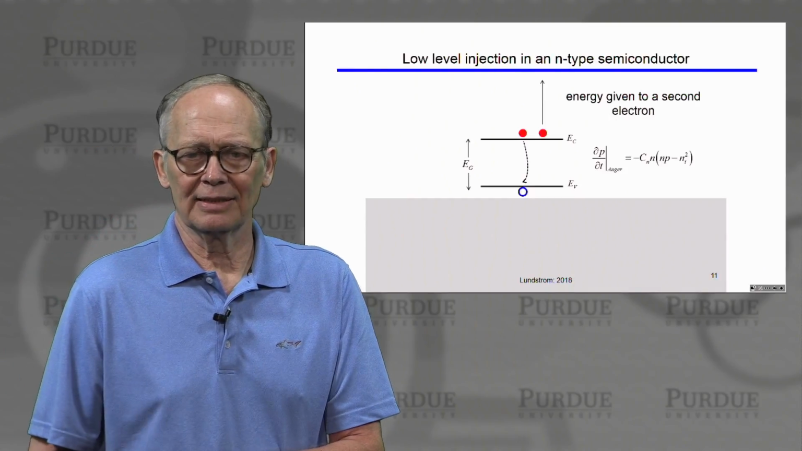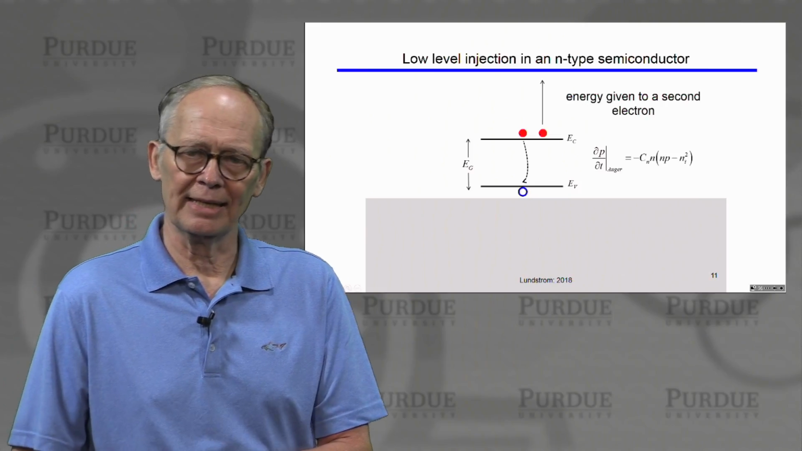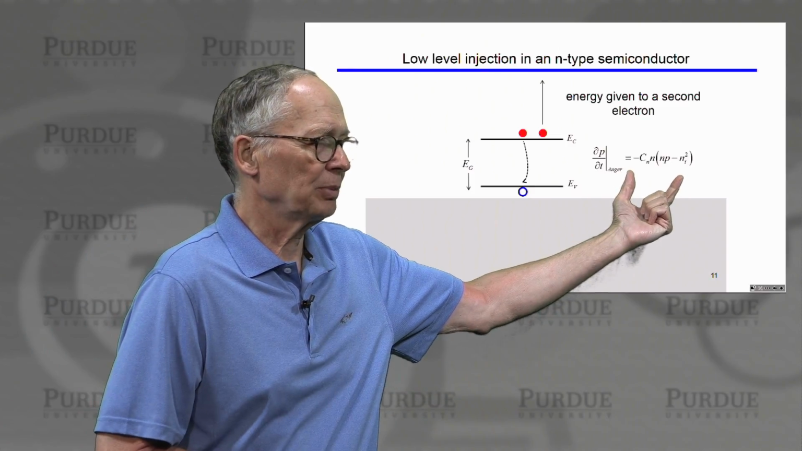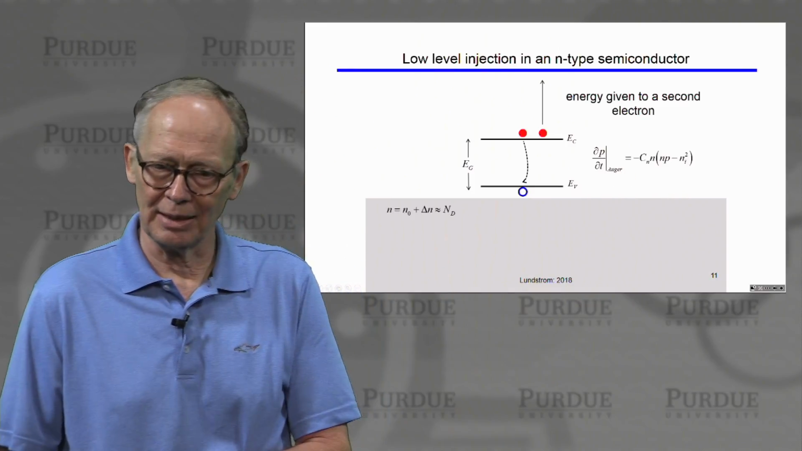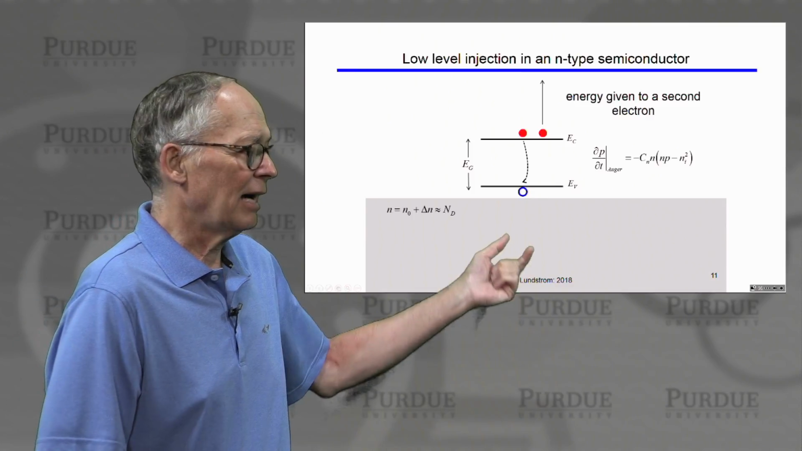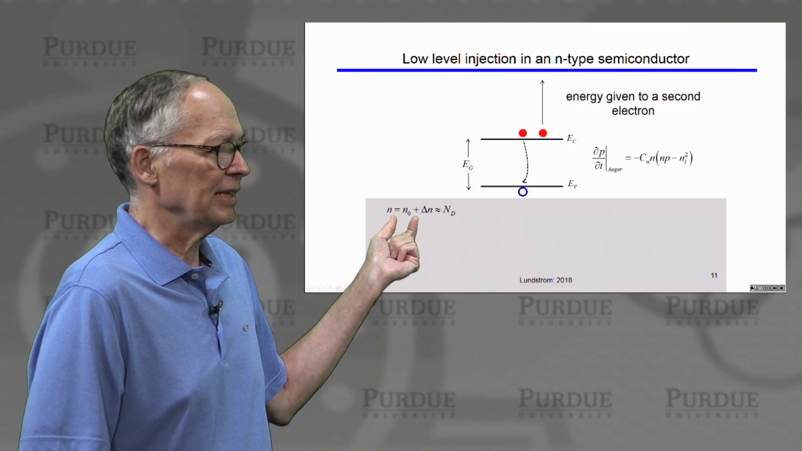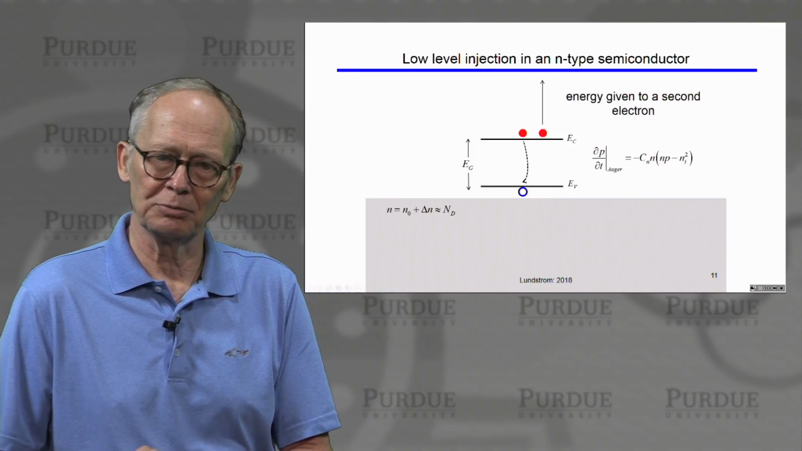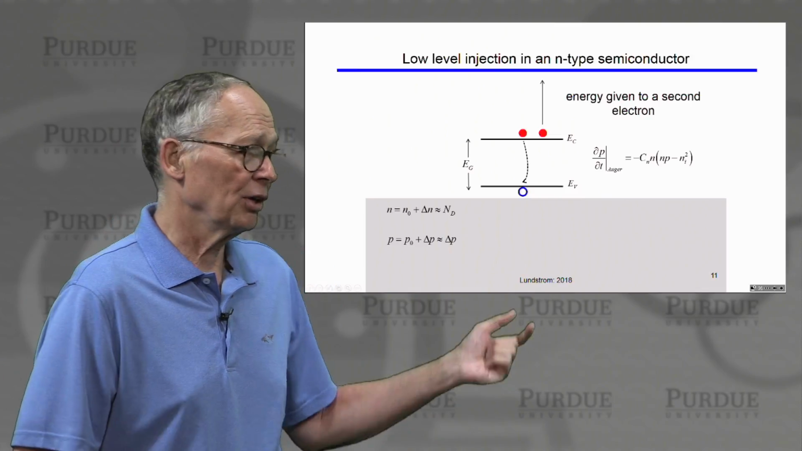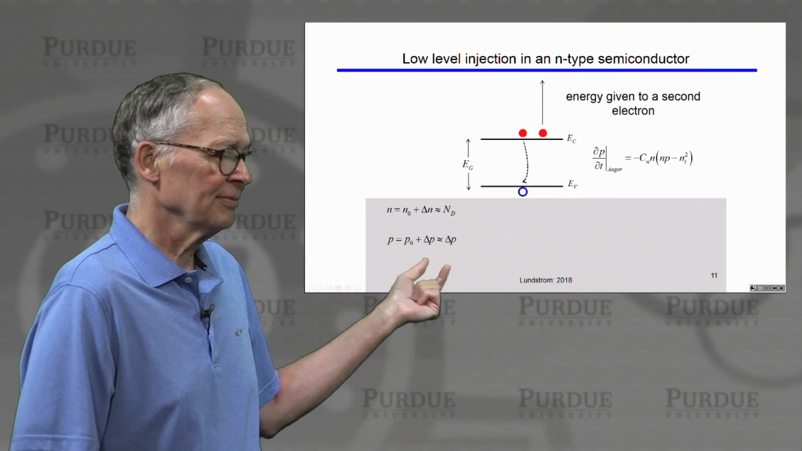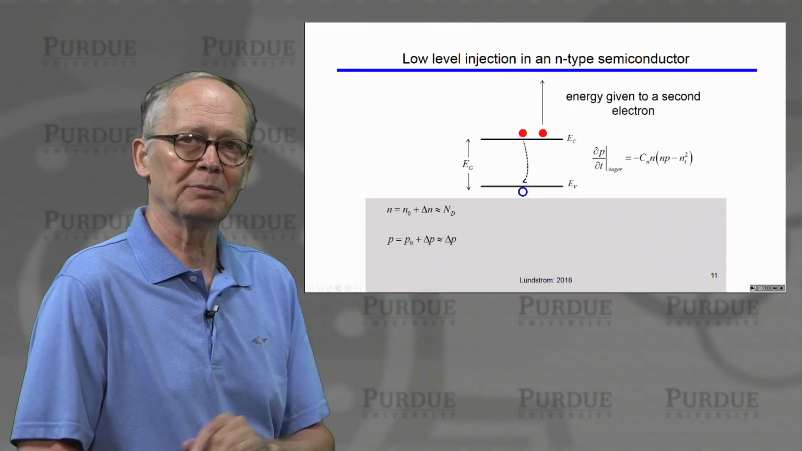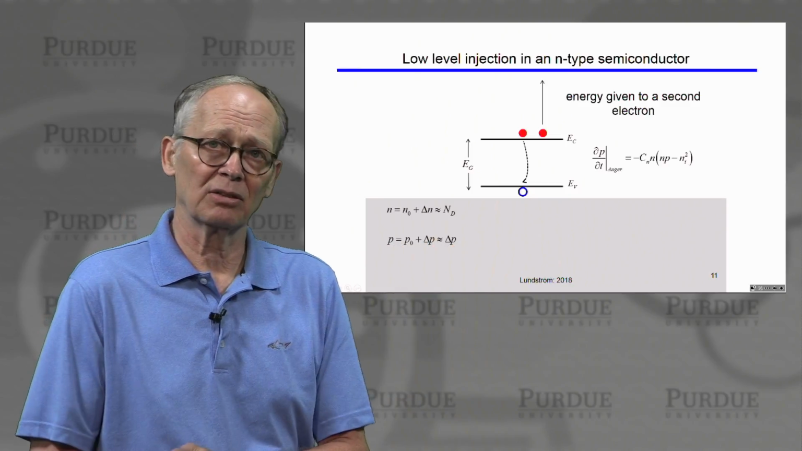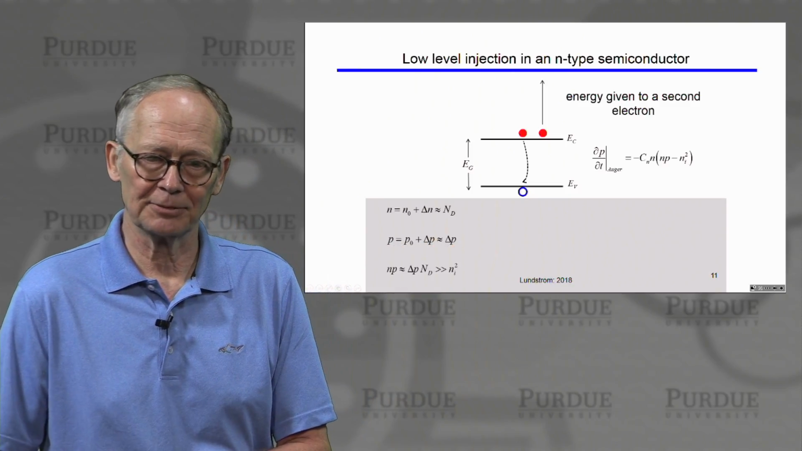All right, so let's take a look at how this would play out in low-level injection in an N-type semiconductor. This is my general expression. I'm in an N-type semiconductor, so the electron concentration is going to be very large, given by the doping density. It won't be perturbed by the excess carriers. The minority hole concentration is going to be very small. They will be overwhelmed by the excess carriers, so the hole concentration will be very closely equal to the excess carrier concentration.